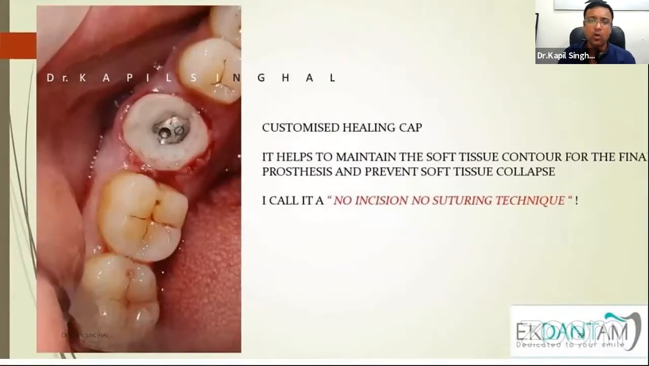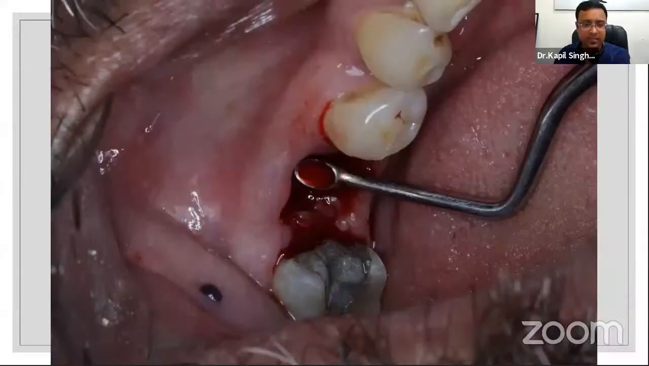So see, I don't do any incision and suturing when I'm doing an immediate implant. So what is the advantage if I am not suturing? Because when you suture, you basically create a tension around the tissue and your tissue collapses. I don't want my tissue to collapse, so I don't suture in my immediate implants.